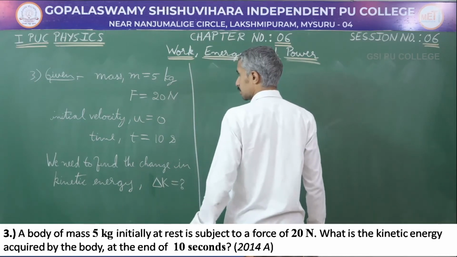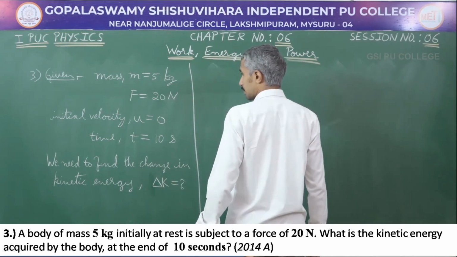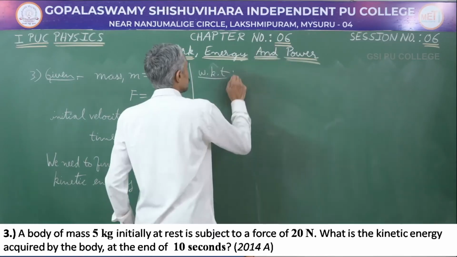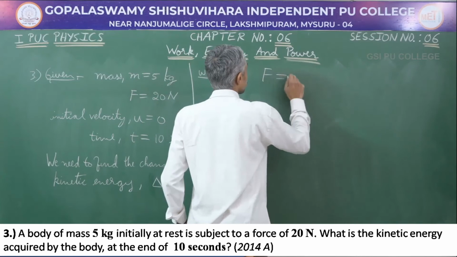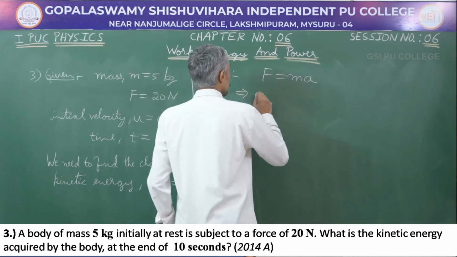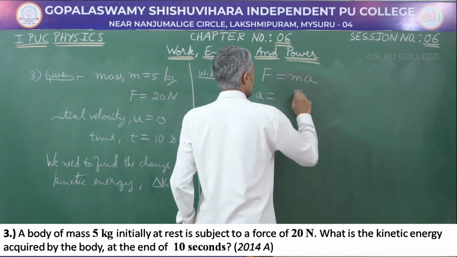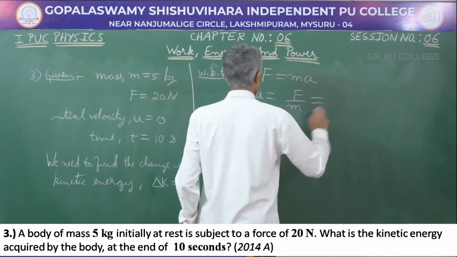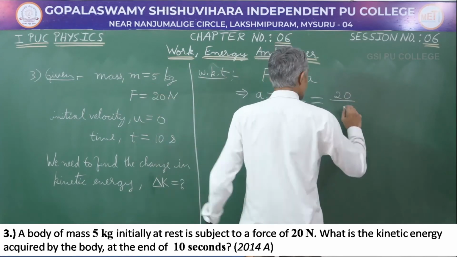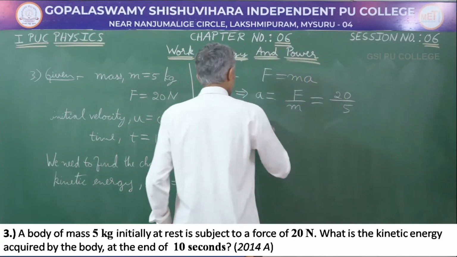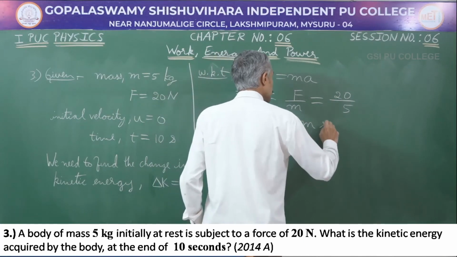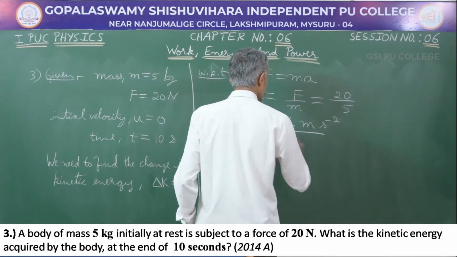Making use of the kinematic equations for motion along a straight line, let us first find out the final velocity. We know that force is given by mass into acceleration, which means acceleration is force divided by mass. So force is 20 Newton, divide this by mass 5 kg. I'll get acceleration as 4 meter per second square.